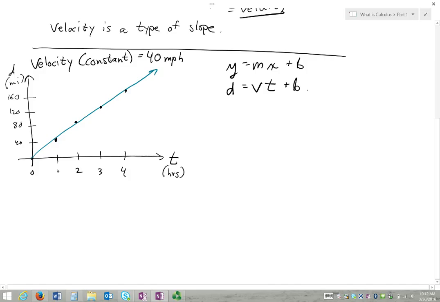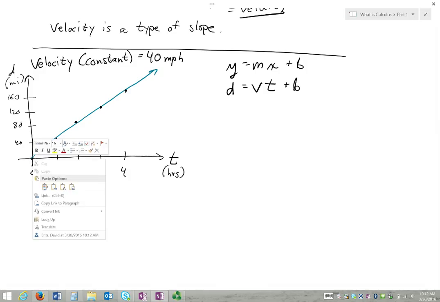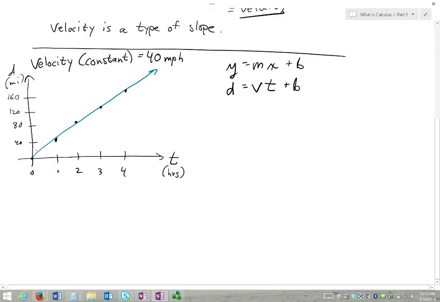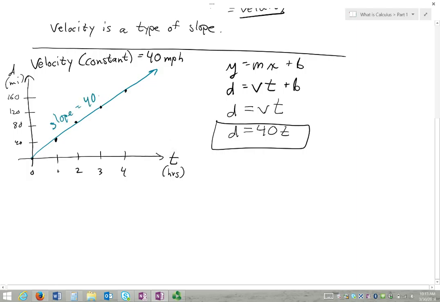Now, what is the y-intercept? Well, the y-intercept is always going to be 0. We assume that if no time has passed, we haven't gone anywhere. So the y-intercept will just be 0, as you can see from the graph. And in our case, we said the velocity is going to be 40, that's an equation. That's the equation of this line. And we see that the slope is 40 miles per hour. And the slope is constant because the velocity is constant.